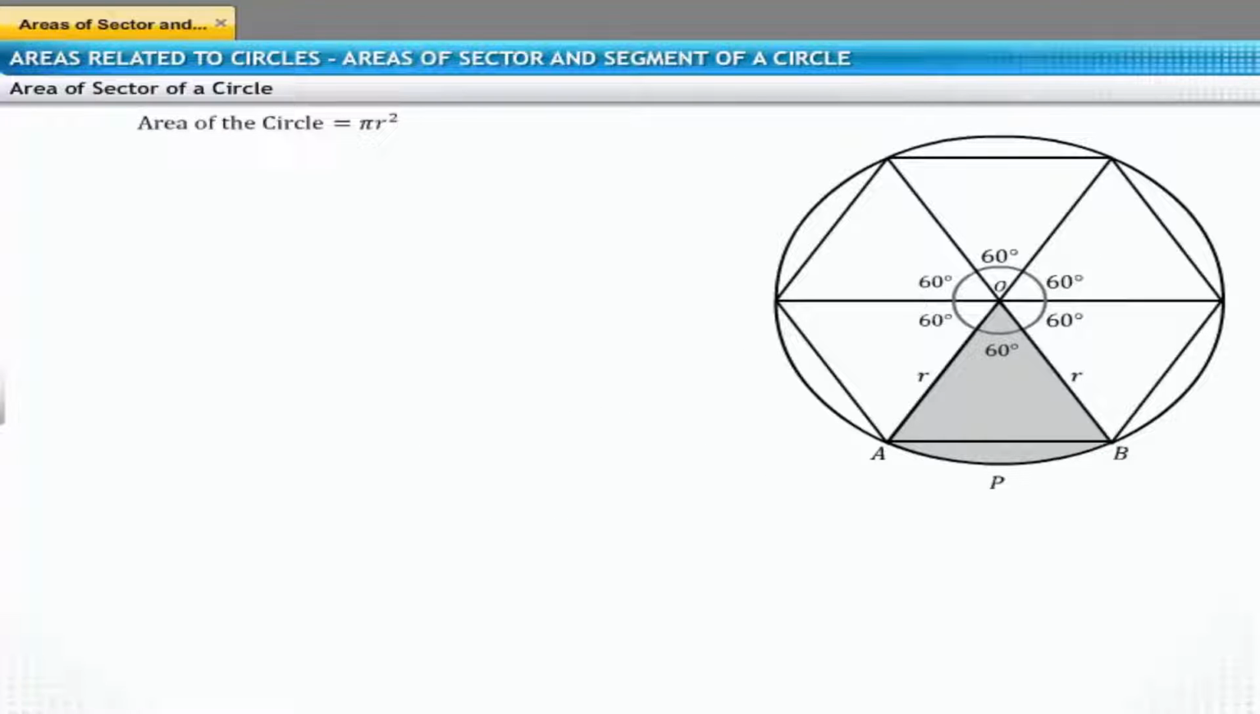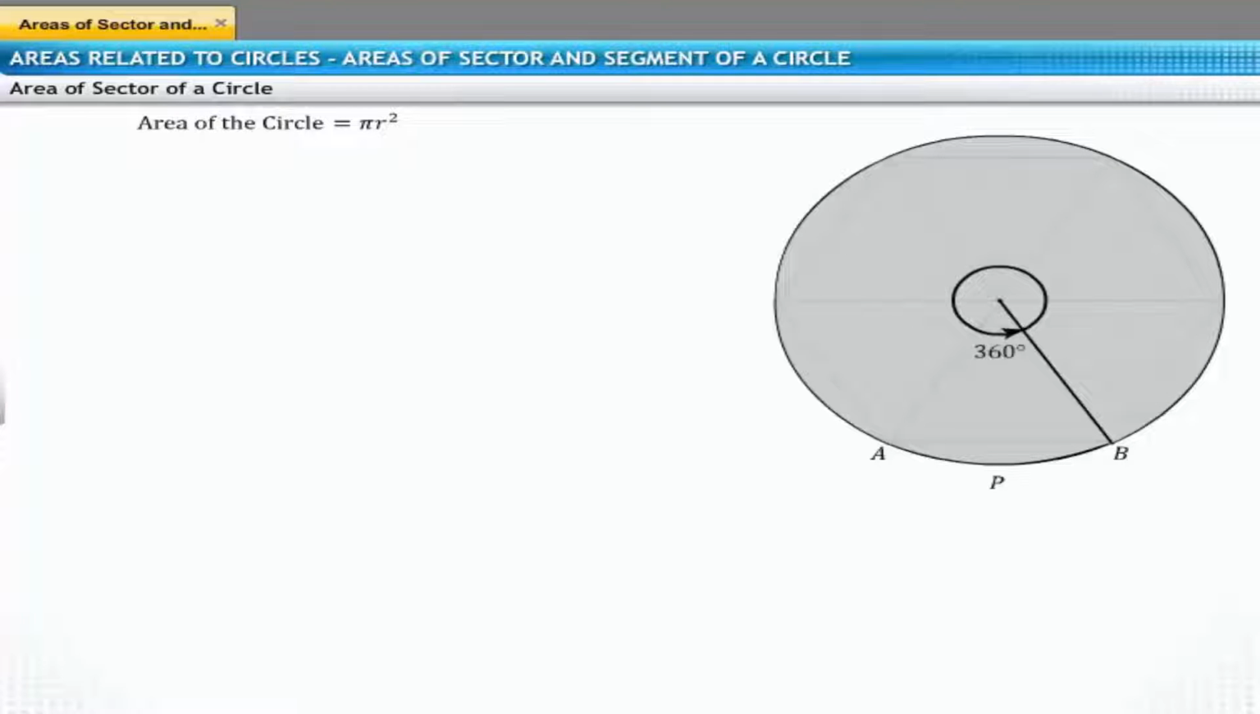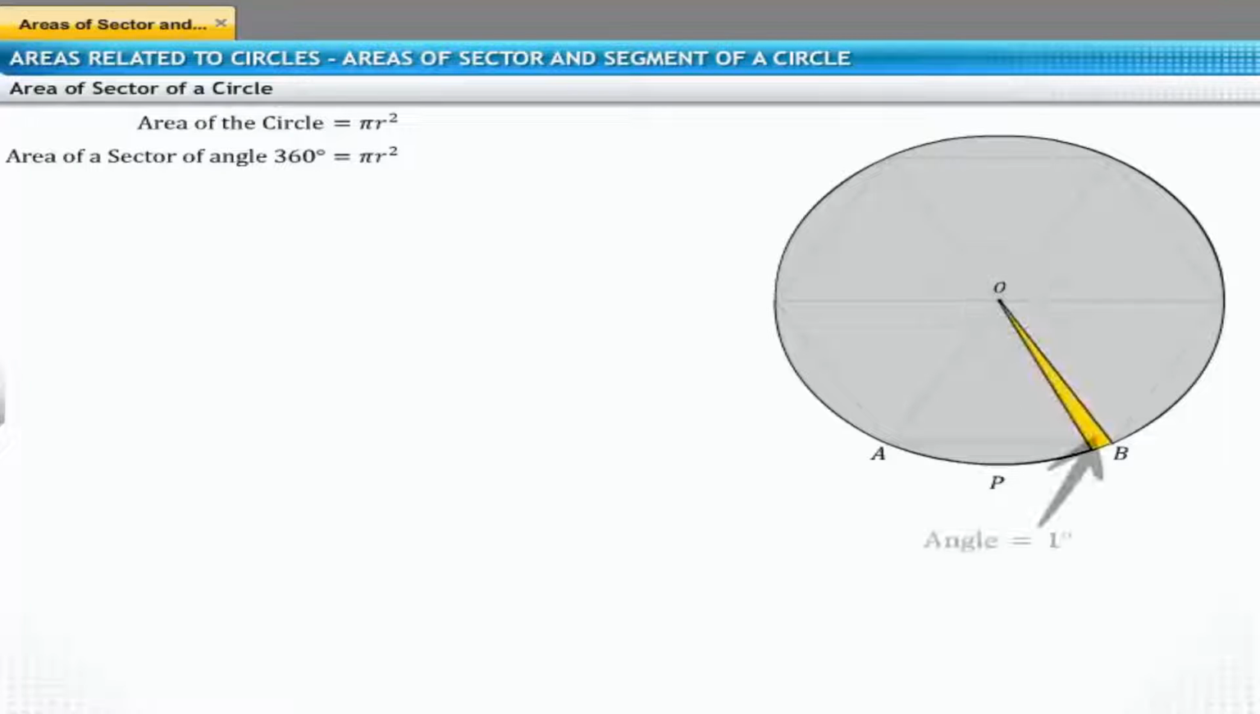The area of a circle is equal to pi multiplied by the square of the radius, that is, pi r square. Let's consider the circular region to be a sector forming an angle of 360 degrees at the center O. The area of this sector is equal to the area of the circle. This means that the area of a sector of angle 360 degrees is pi times radius square. By this relation, what will be the area of a sector with angle 1 degree? It would be equal to 1 divided by 360 multiplied by pi r square.